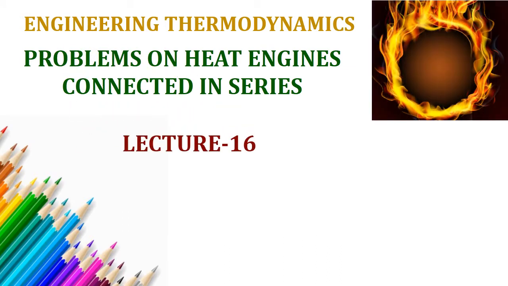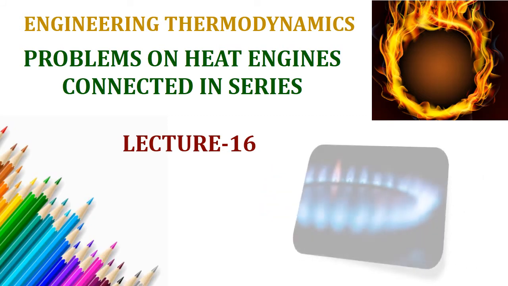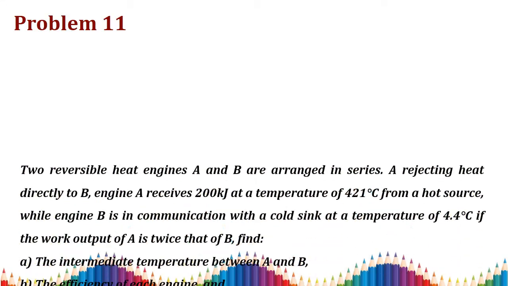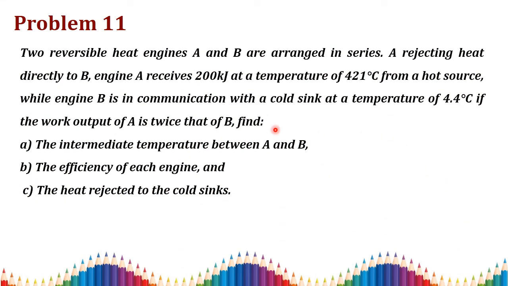Today we are going to solve a problem on heat engines which are connected in a series. So problem number 11: the two reversible heat engines A and B, which are arranged in a series manner, rejecting heat directly to B. That is, heat engine A rejects its heat directly to heat engine B.